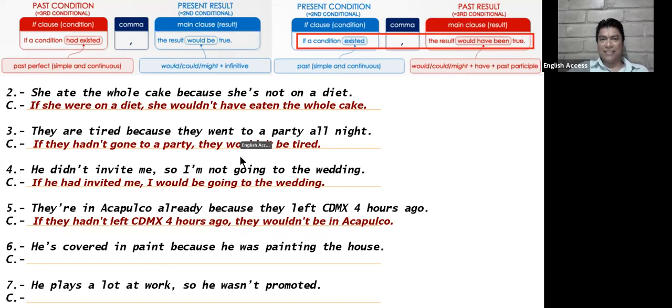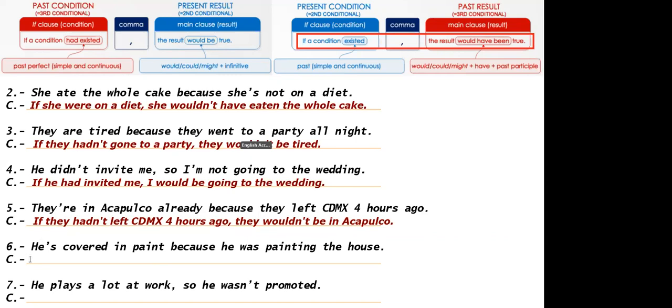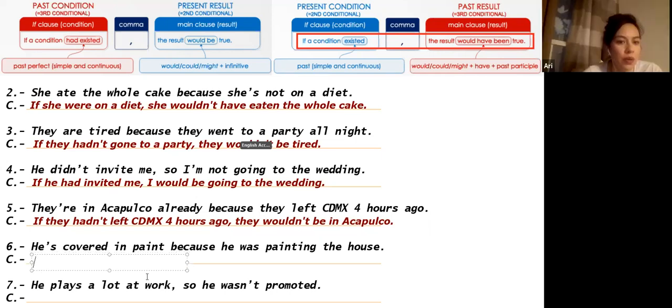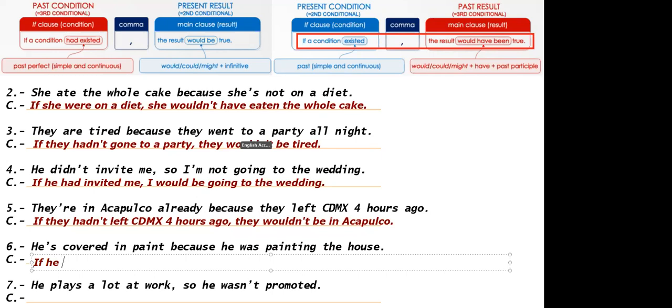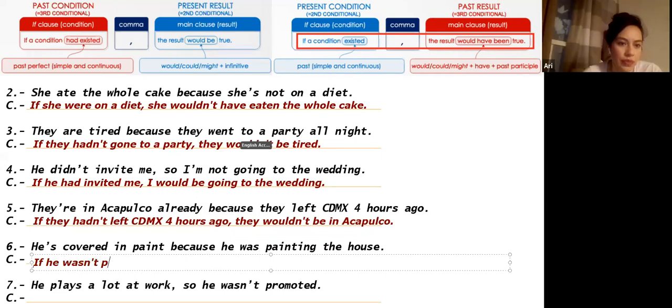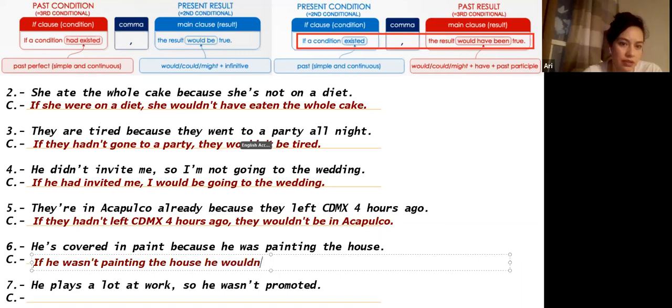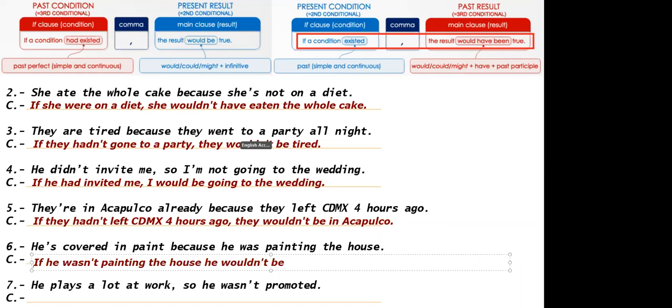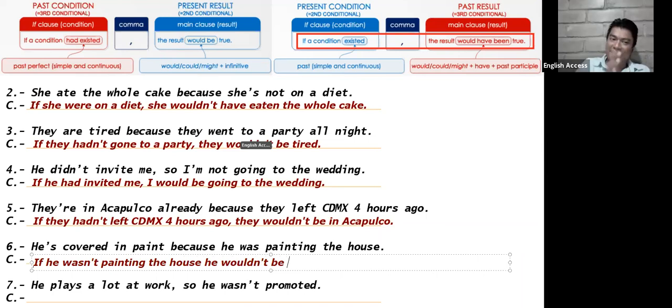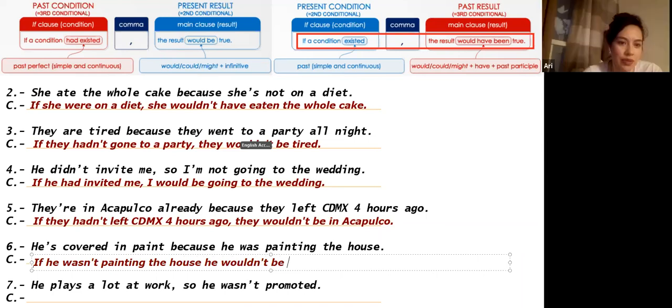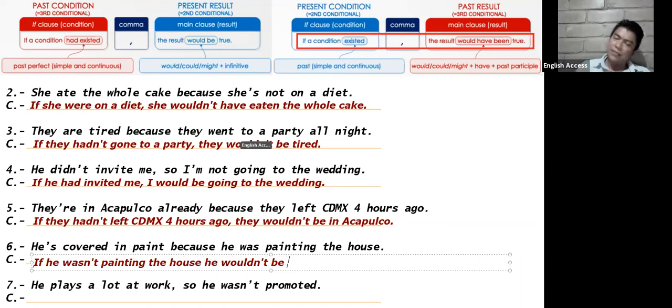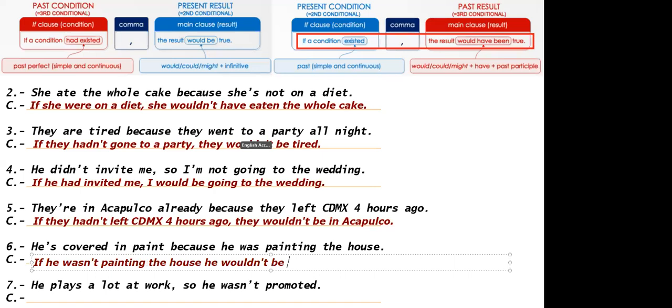All right, let's do number six. He's covered in paint because he was painting. If he wasn't painting the house, he wouldn't be covered in paint. Yes, he wouldn't be. And the comma, teacher. Yes, the comma. Actually, the house, comma. He wasn't painting. Is that correct? He wasn't painting. No, he weren't.